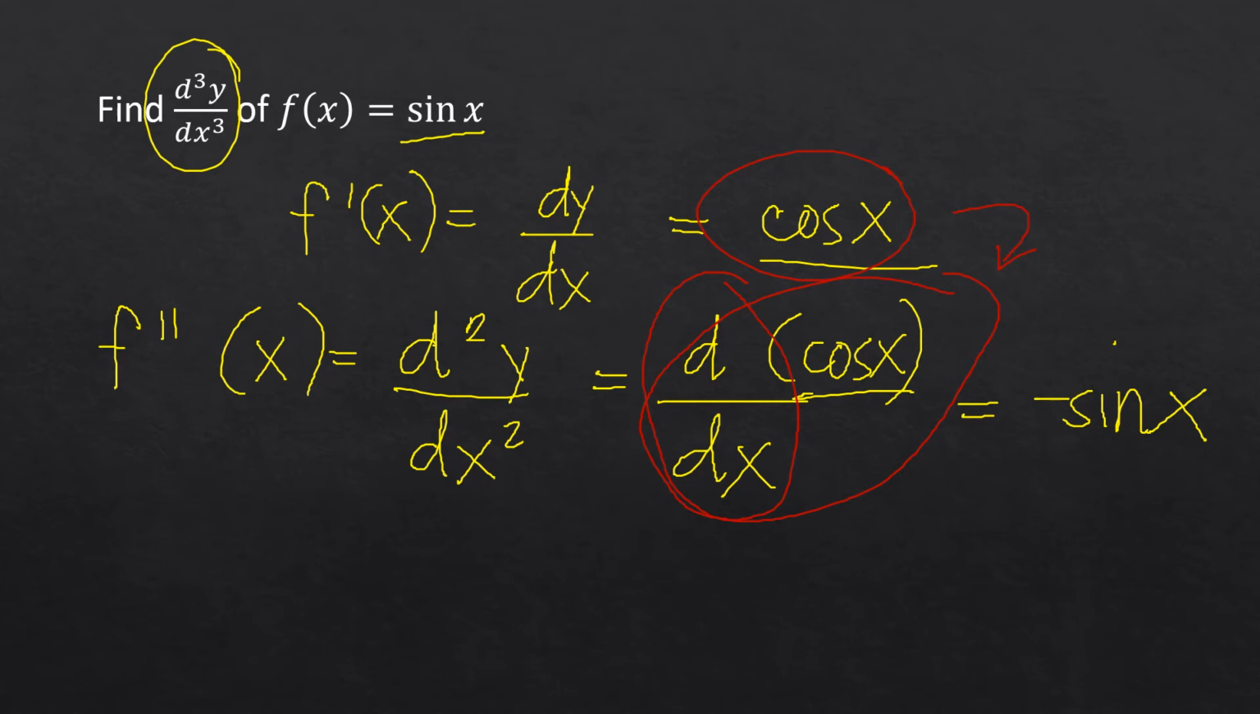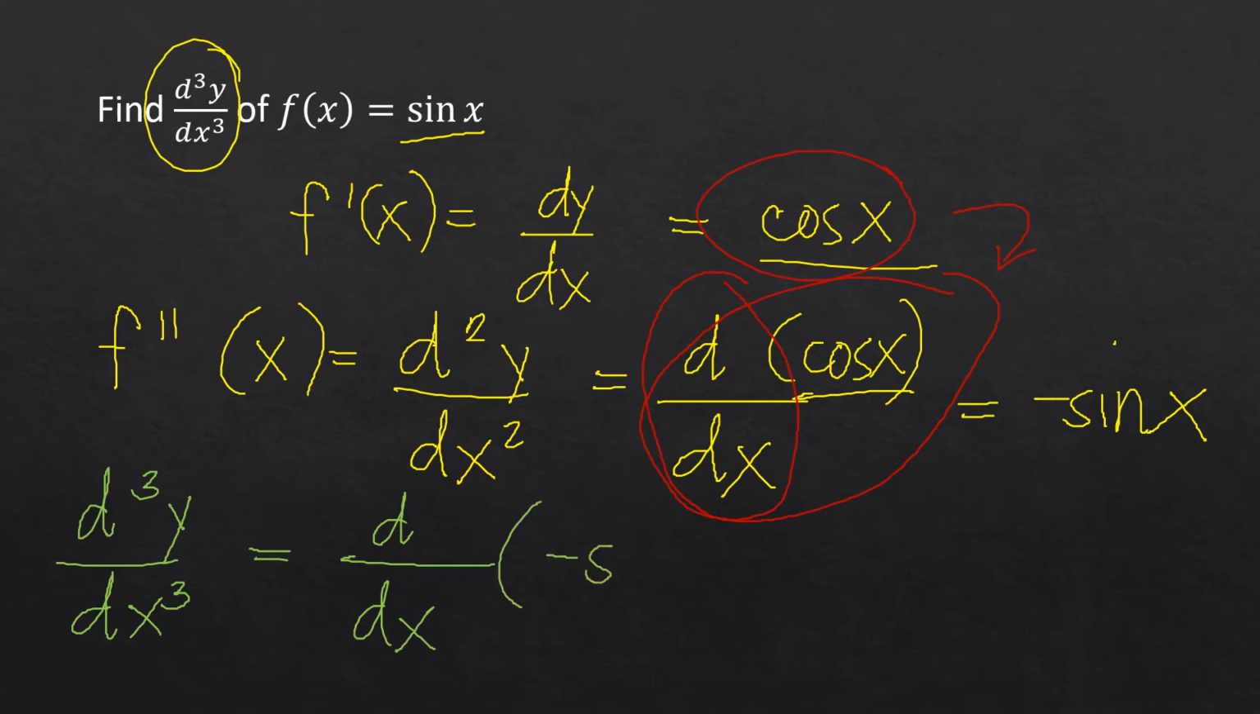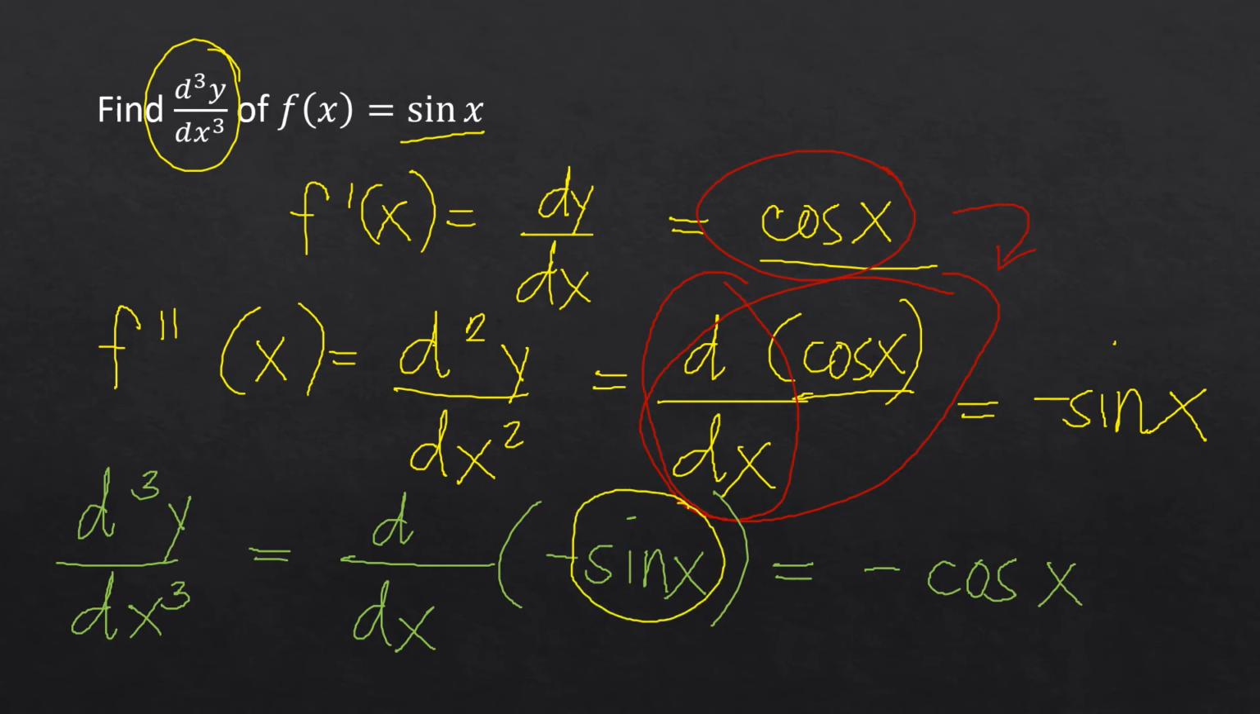Okay, now our answer will be the third derivative is equal to differentiating. Kapag i-differentiate mo ang second derivative, which is negative sine x, ibibigay niya sa iyo ang third derivative. So our answer is negative cosine x. Why? Because derivative of sine x is cosine x. So negative times cosine x will give us negative cosine x.